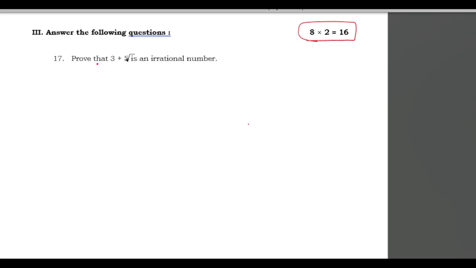17th question: prove that 3 plus root 5 is an irrational number. First, let us assume 3 plus root 5 is a rational number.